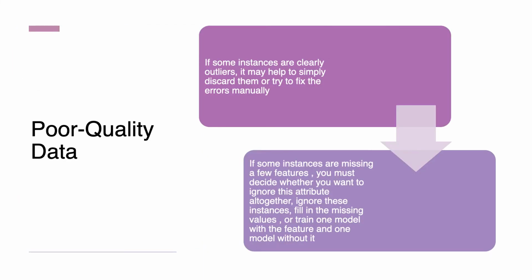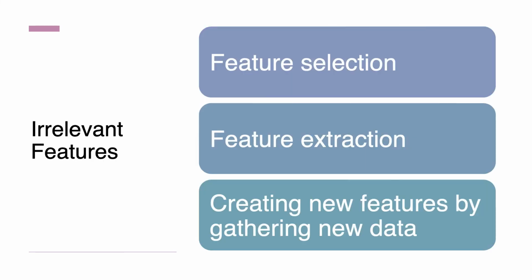Poor quality data. Obviously, if your training data is full of errors, outliers, and noise, for example due to poor quality measurements, it will make it harder for the system to detect the underlying patterns, so your system is less likely to perform well. It is often well worth the effort to spend time cleaning up your training data. The truth is, most data scientists spend a significant part of their time doing just that. The following are a couple of examples of when you'd want to clean up training data. If some instances are clearly outliers, it may help to simply discard them or try to fix the errors manually. As the saying goes, garbage in, garbage out.